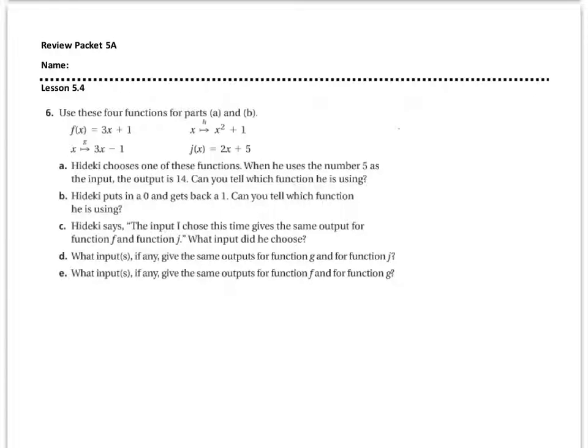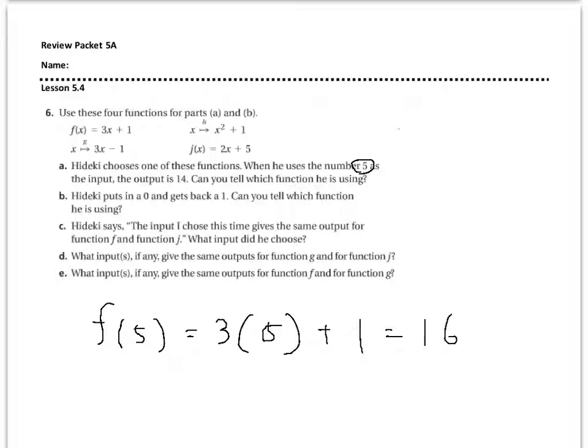So just plug in 5, for example, for this one. So it'll be f of 5, so x is 5 because input is 5, right? Equals 3 times x, which is 5 in this case, plus 1. That's 16. So this is not the function he was using. So which one was he using? That's how you solve problem number 6.